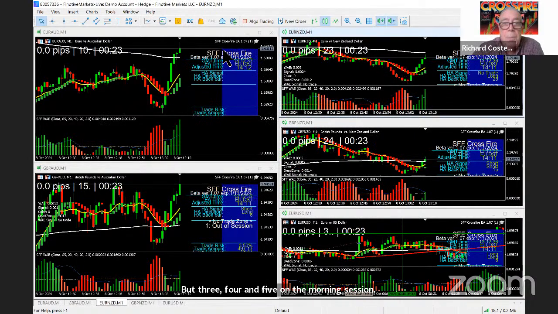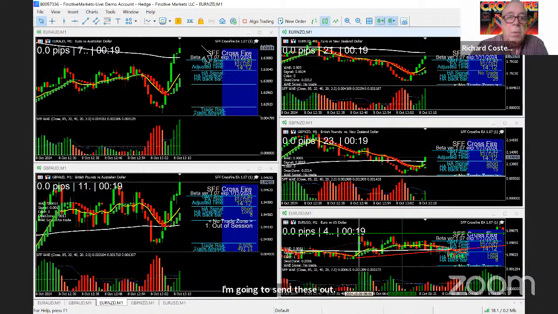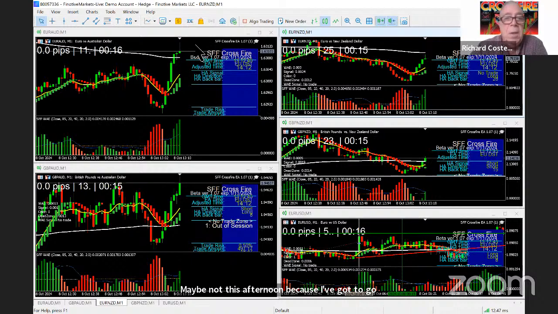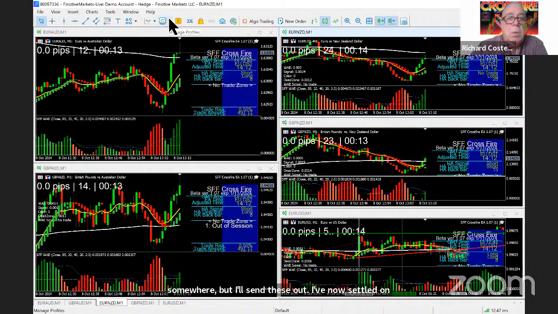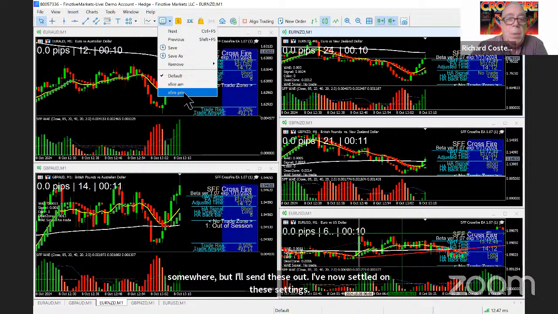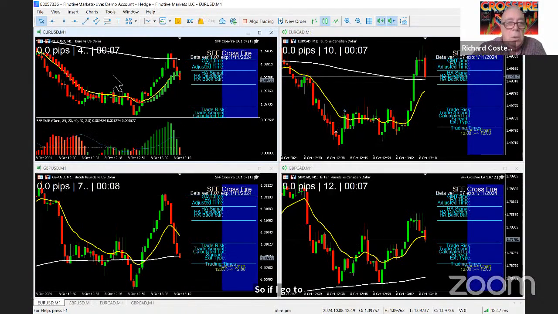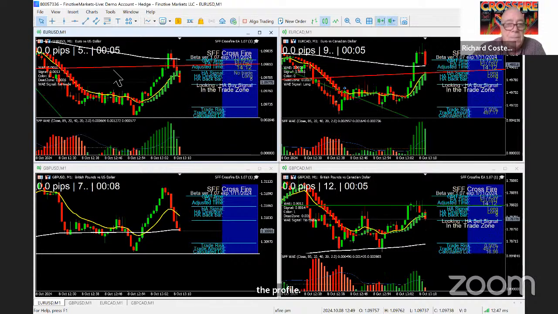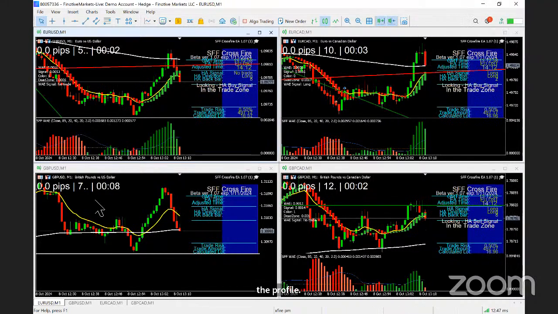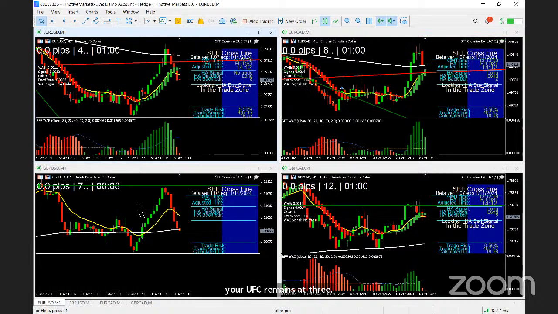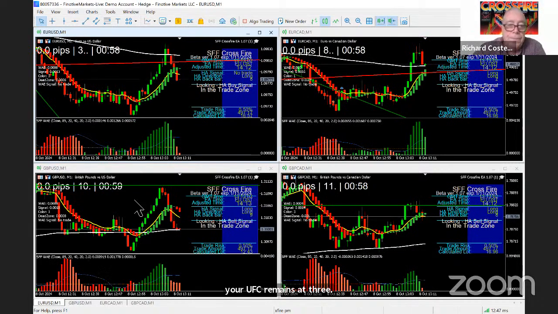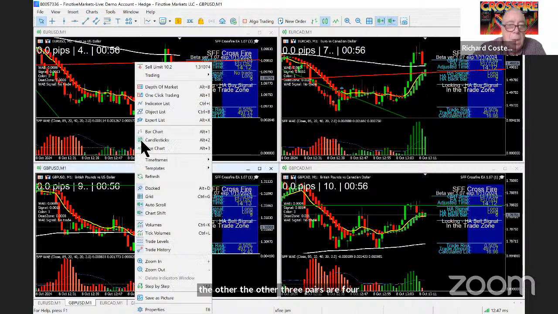I'm going to send these out. Maybe not this afternoon, because I've got to go somewhere, but I'll send these out. I've now settled on these settings. So if I go to PM profile, Euro USD remains at 3. The other 3 pairs are 4. And I'll just show you something.